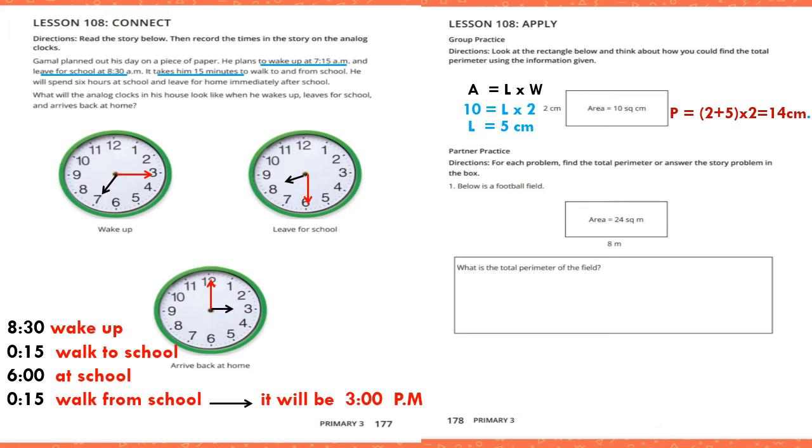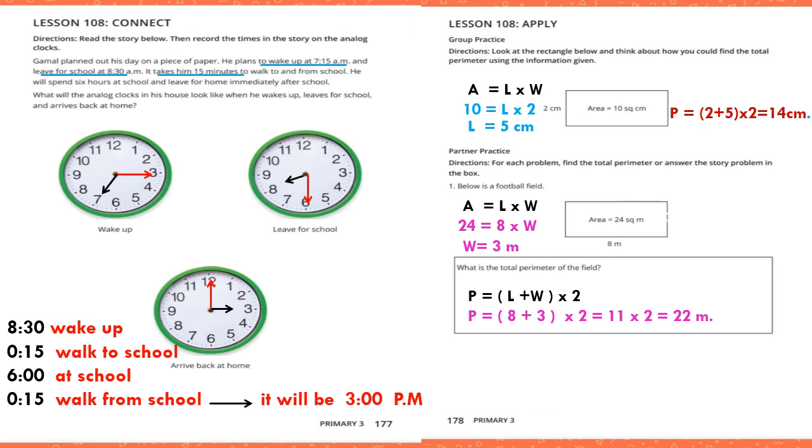The next one, a football field of area 24 square meters and length 8 meters. So to find the width, we will divide 24 by 8 equals 3 meters. What is the total perimeter of the field? The perimeter equals length plus width all times 2. So 8 plus 3 all times 2 equals 11 times 2 equals 22 meters.